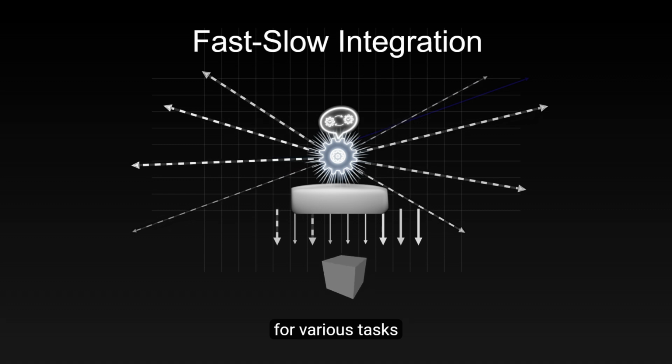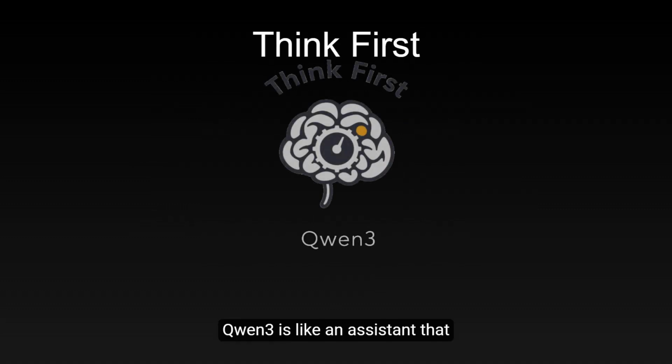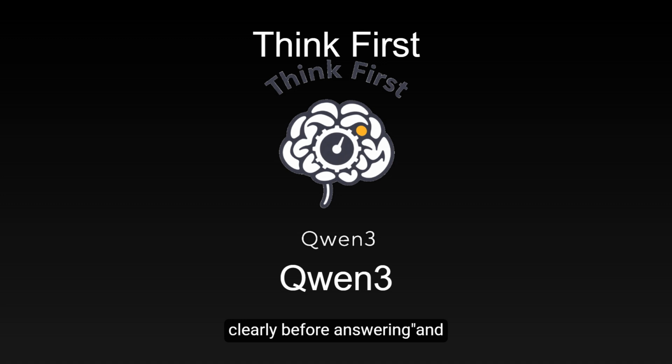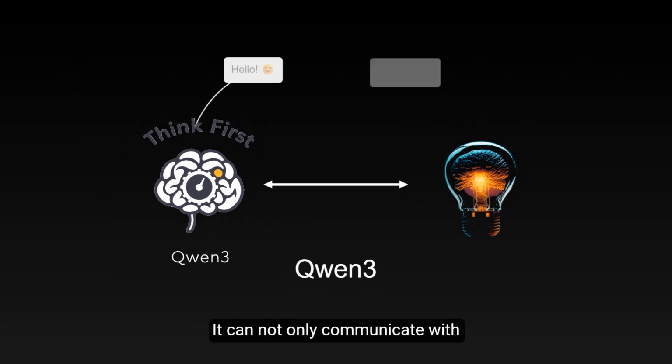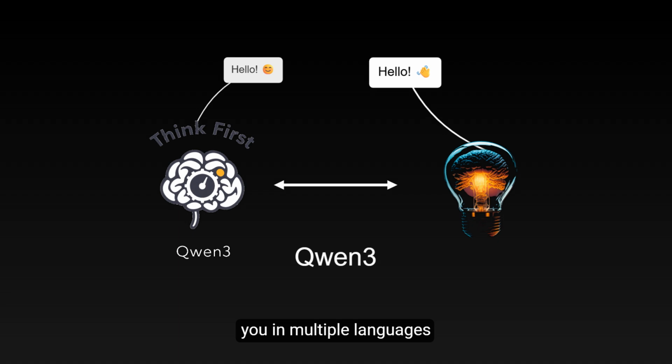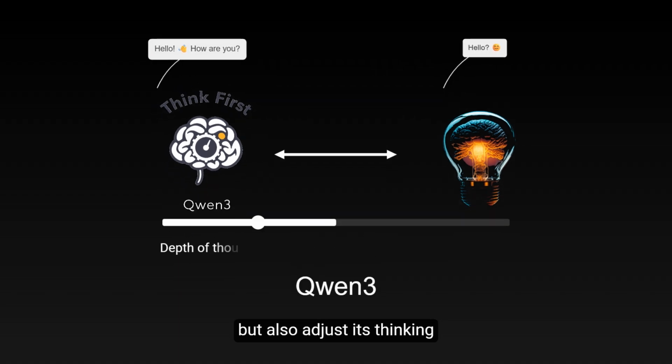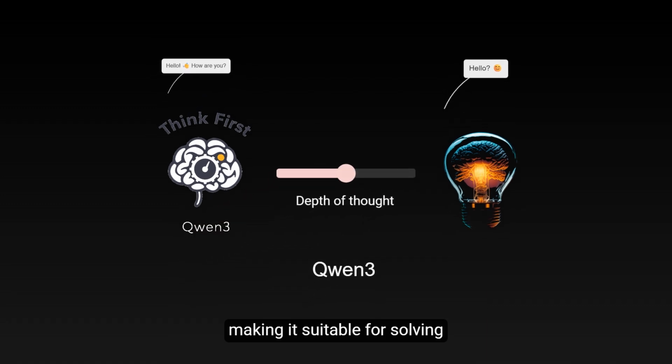Qwen3 is like an assistant that can both take its time to think clearly before answering and give you an answer right away. It can not only communicate with you in multiple languages, but also adjust its thinking depth according to your needs, making it suitable for solving complex problems as well as handling simple, everyday questions.